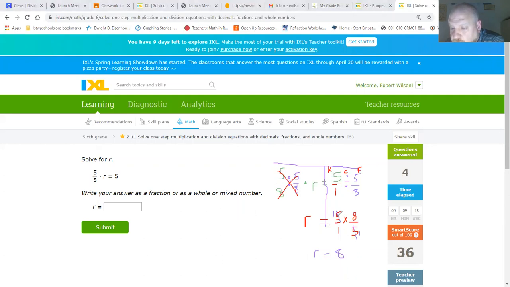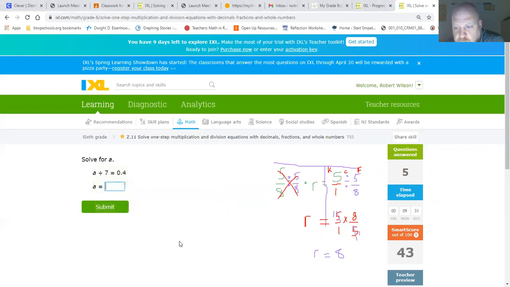Because remember, if I do 5 times 8 and then divide it by 5, multiply by 5, divide by 5, cancel each other out. That's why I'm allowed to cross these out and make them 1s. So my answer is going to be 8, and we'll hit the submit button, and there we go. We have solved that problem.